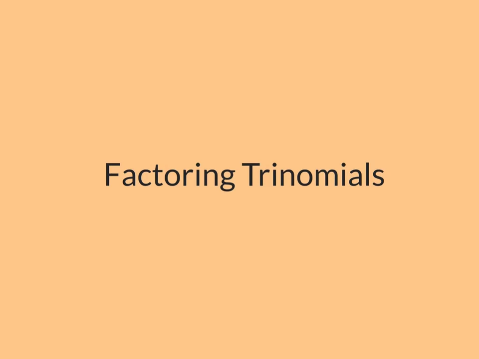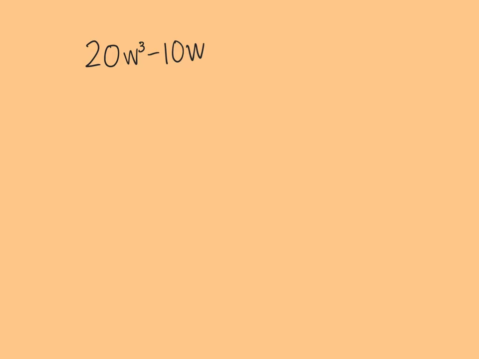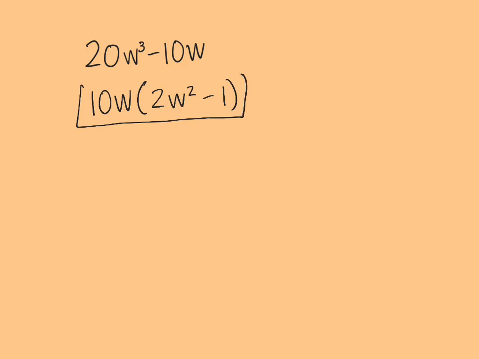So far, we have started to learn about how to factor polynomials. Today, we are going to focus specifically on trinomials, so I will show you how we factor those. Just to refresh what we've learned so far, we have learned to factor by factoring out a common factor. In this example, 20w to the power of 3 minus 10w, what's in common is a 10w. After we divide each by 10w, we'd be left with 2w squared minus 1. So this is how we would factor this polynomial.